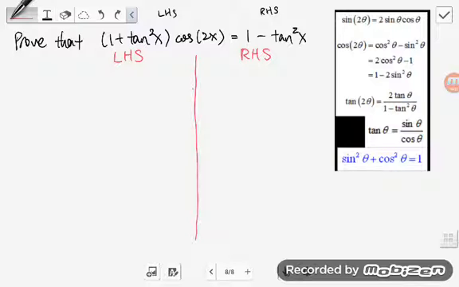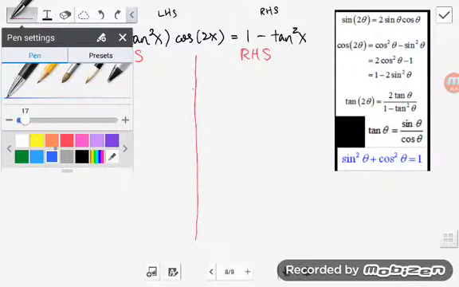Now, you can see that I've written down LHS, RHS. They simply represent left hand side and right hand side. And sometimes it will not be very easy to see what are the similarities between my left and right. So what I'm going to do is I'm actually going to change both sides of the equation, okay? So let me do that.